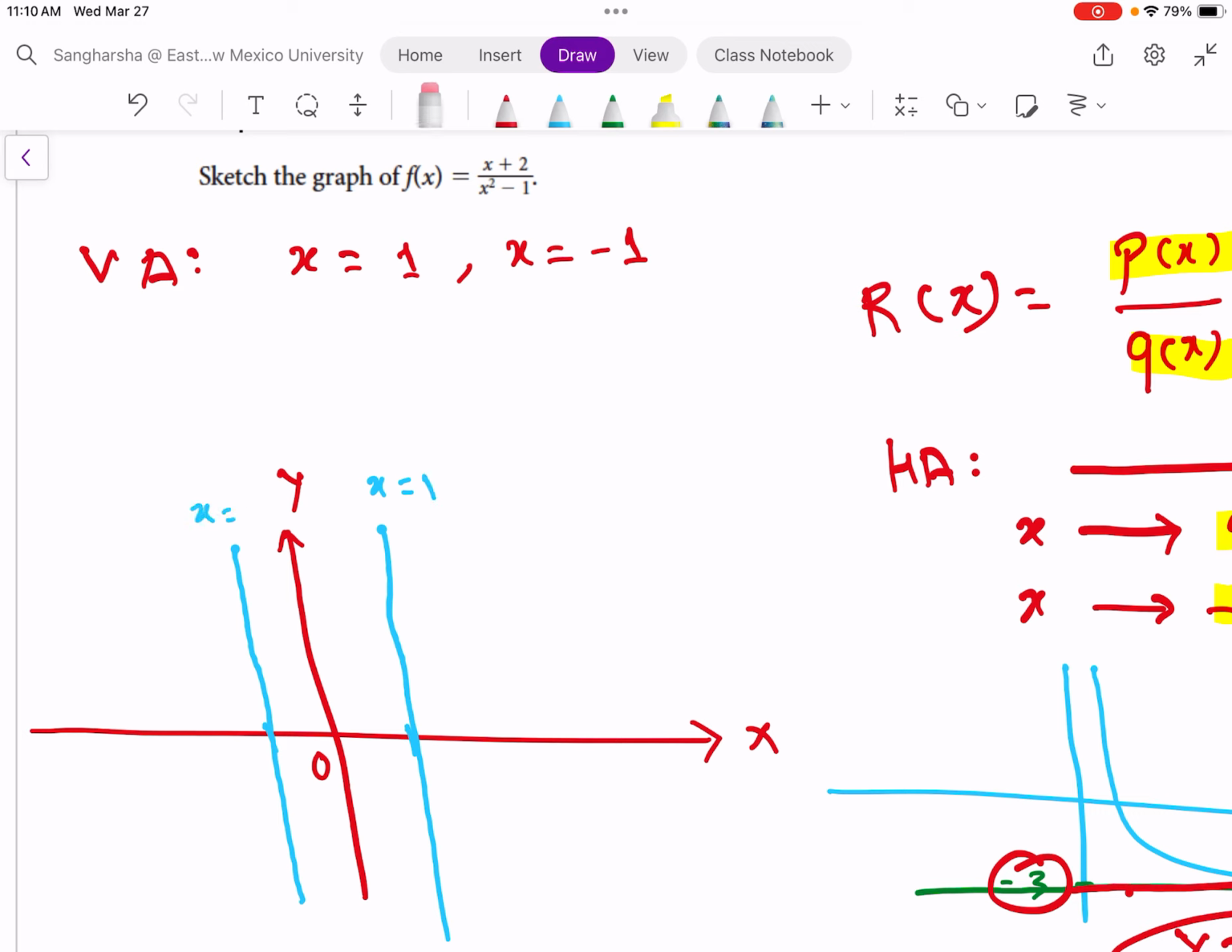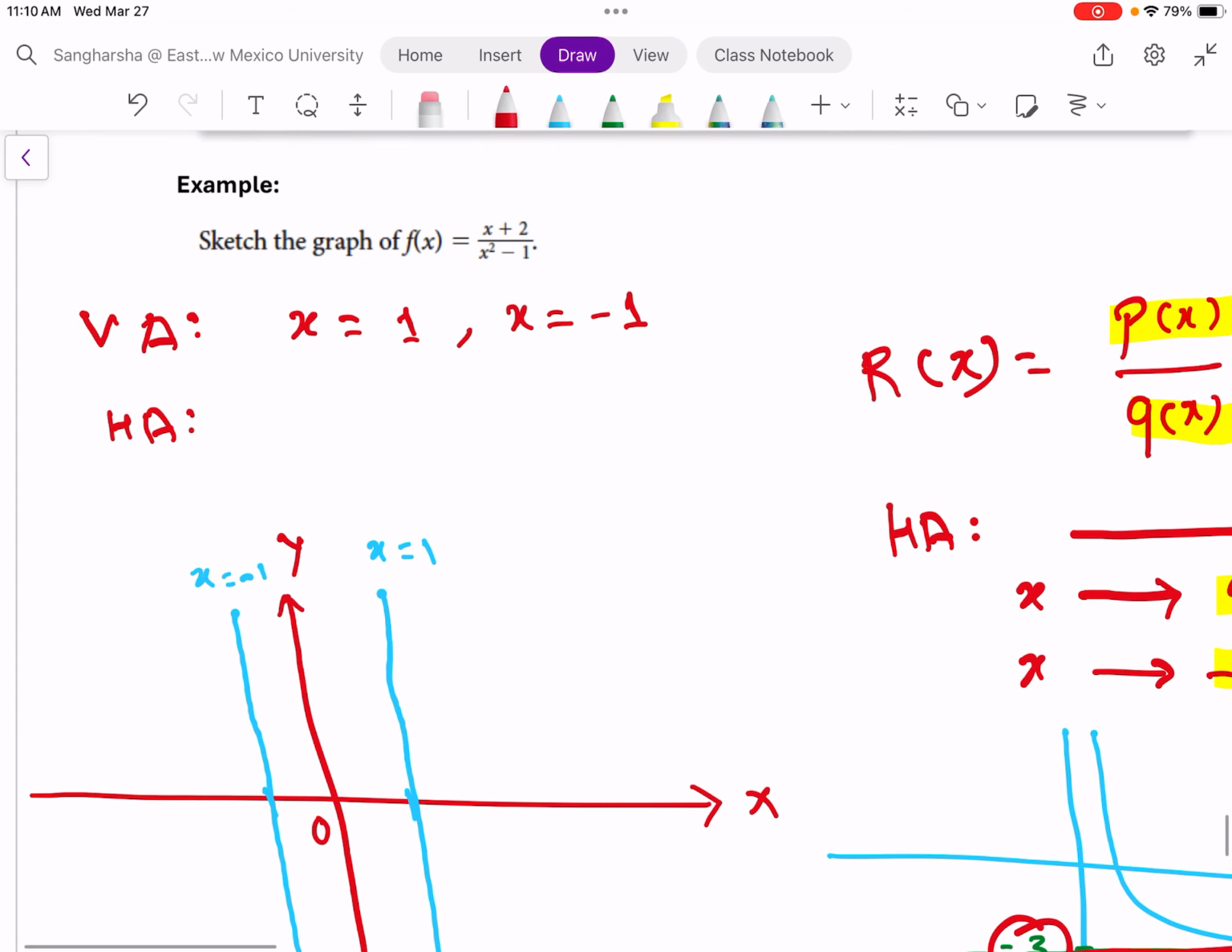Now next we find the horizontal asymptote. So let's find the horizontal asymptote. In order to find the horizontal asymptote, we need to know the degree of the numerator and the degree of the denominator. So this is our numerator, x plus 2. And what is its degree? The degree is the highest exponent of the variable, right? So this x has a degree 1. The constant 2 has a degree 0 and the highest degree is 1. So 1 is the degree of the numerator.